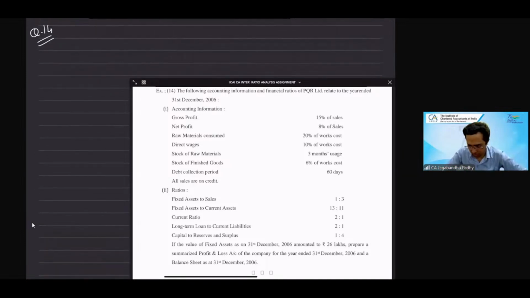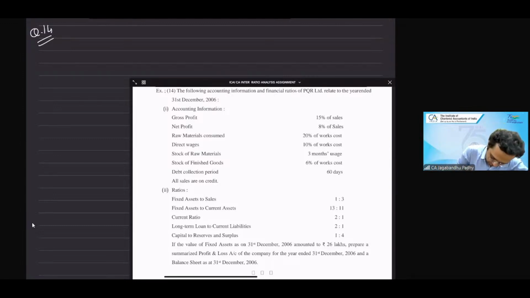Yeah, question 14. So what we have is gross profit again on sales, everything is sales. Which ratio to use initially? Because we have only one number, that is 26 lakh for fixed assets, and then fixed asset to sales is 1:3, right? Let's use that ratio first.